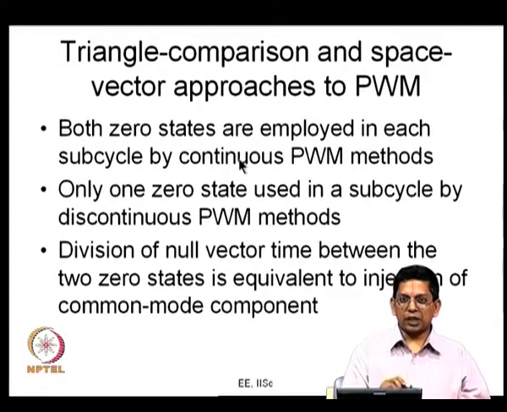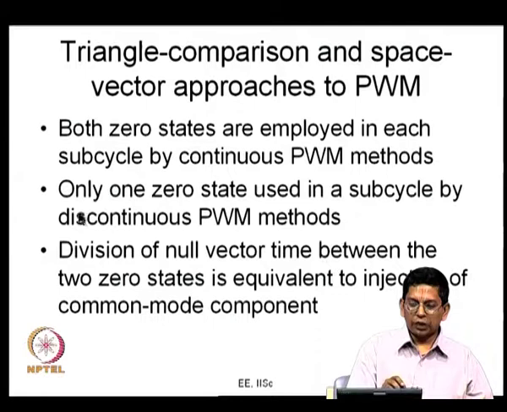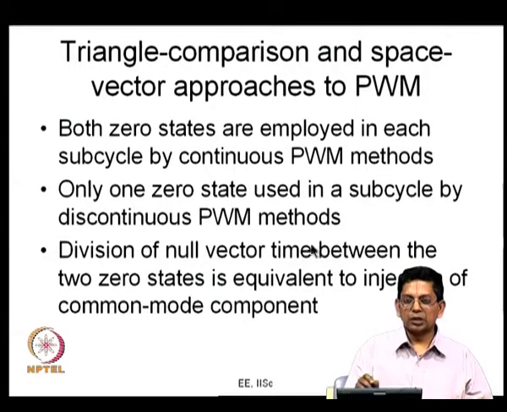This happens in sine triangle PWM, but both the 0 states are not necessarily equal. And if you consider third harmonic injection with k equals 1 by 4, then you get a situation where both the 0 states are applied more or less for equal durations of time. On the other hand, if you look at the bus clamping PWM method, the discontinuous PWM method, you will find that there is only one 0 state used in a subcycle.